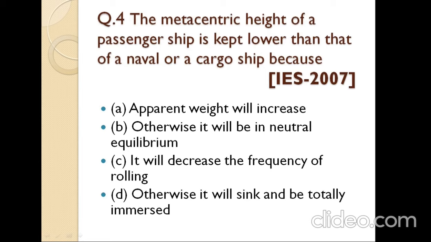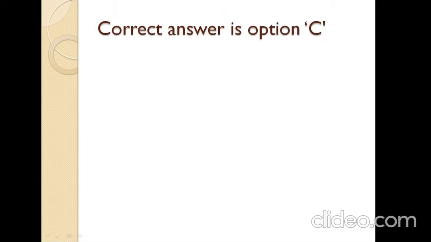Question 4. The metacentric height of a passenger ship is kept lower than that of a naval or cargo ship because: option A, apparent weight will increase. Option B, otherwise it will be neutral equilibrium. Option C, it will decrease the frequency of rolling. Option D, otherwise it will sink and be totally immersed. So the correct answer is option C. It will decrease the frequency of the rolling.